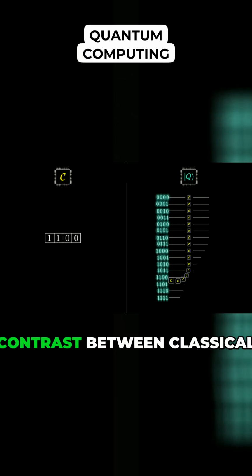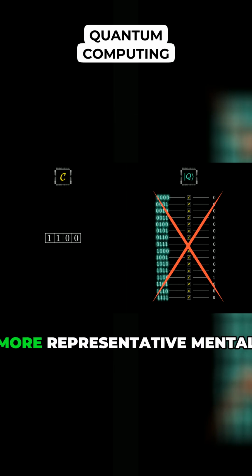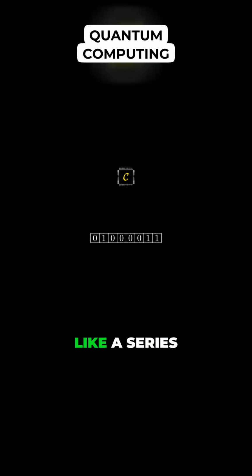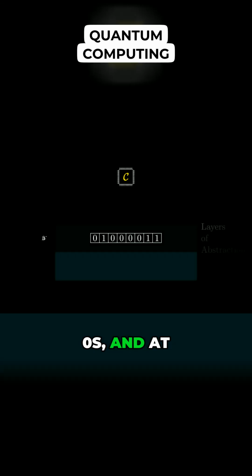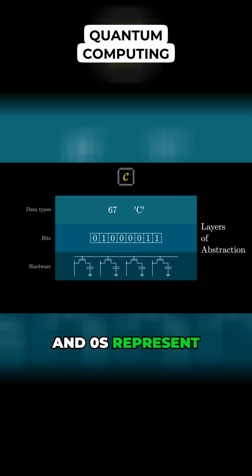Let me pull up again that contrast between classical computing and quantum computing, and let's see if we can build up something of a more representative mental model. It is true, of course, that data in a classical computer looks like a series of ones and zeros, and at a higher layer of abstraction, that might represent an actual data type, like an integer or some text, and at a lower layer of abstraction, those ones and zeros represent some actual thing in the physical world, like voltages across a capacitor or something like that.